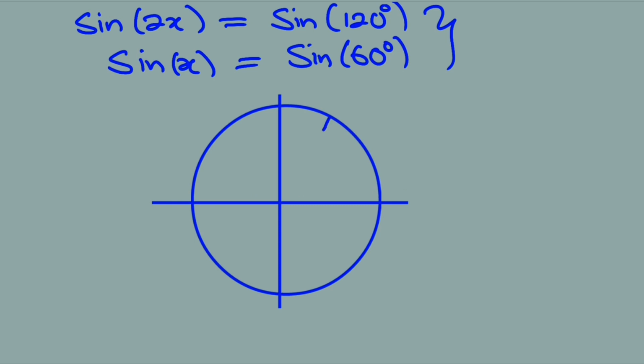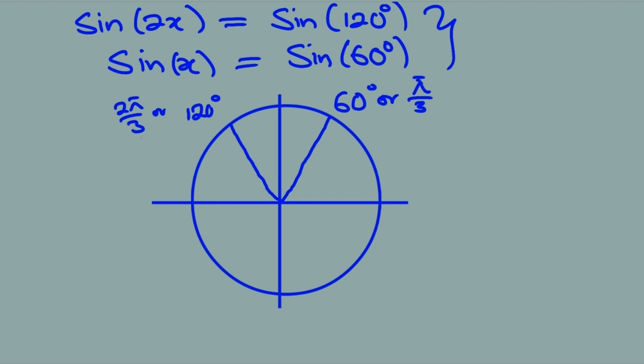60 degrees is somewhere here. This is 60 degrees, or pi over 3. It's all the same. And 120 is somewhere here. This is 120 degrees, or 2 pi over 3, all the same. This is in radians, this is in degrees.